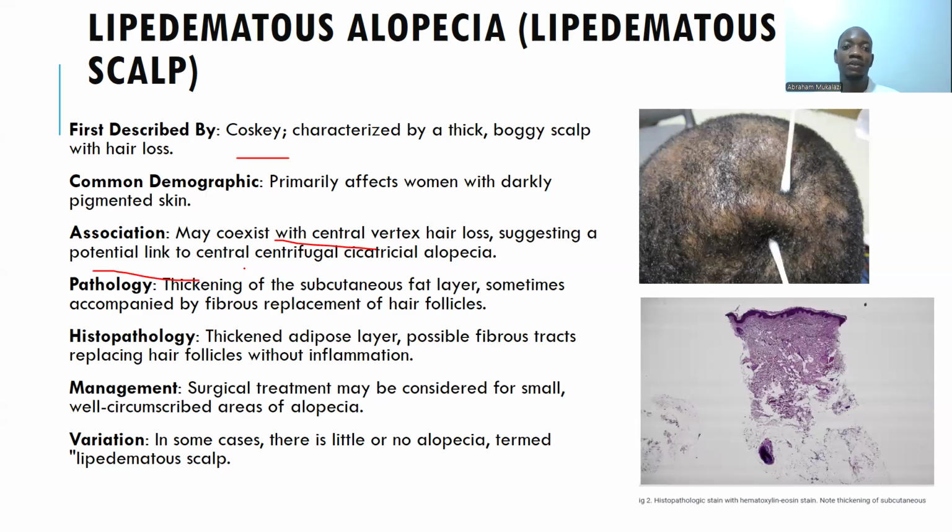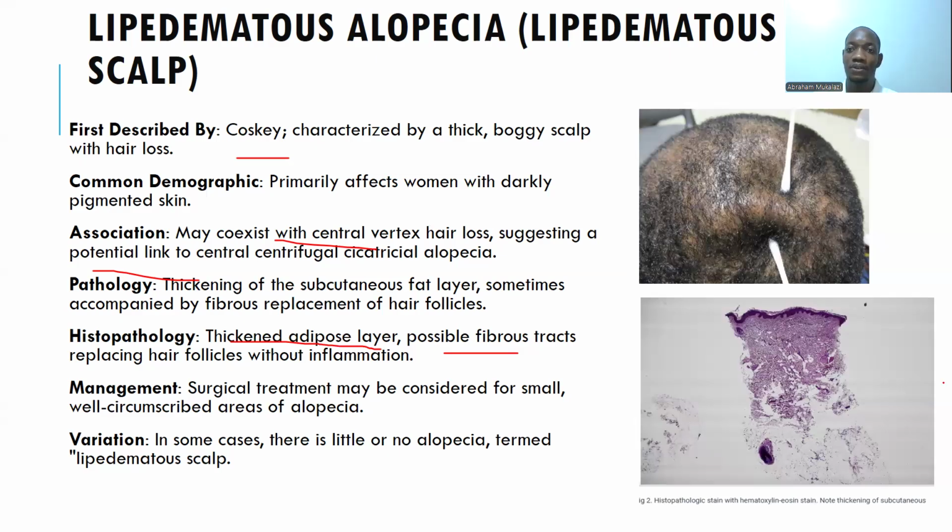And then in the pathology, when you take off a sample, the clear feature that you see is thickening of the subcutaneous fat layer. Sometimes this can be accompanied by fibrosis that replaces the hair follicles. You see that thick adipose layer, possibly with a little bit of fibrous tracts running through the fat layer, and most of the time you will see no inflammation. The management in this case is more surgical if it is a small area that is affected, but if it is generalized, you may do little or actually nothing. It can also vary. In some cases there is little or no alopecia, and if there is no alopecia, it is called lipedematous scalp. But if it has alopecia, that's when you call it lipedematous alopecia.